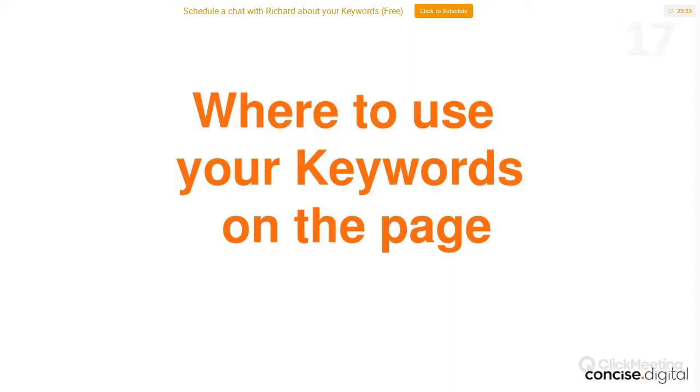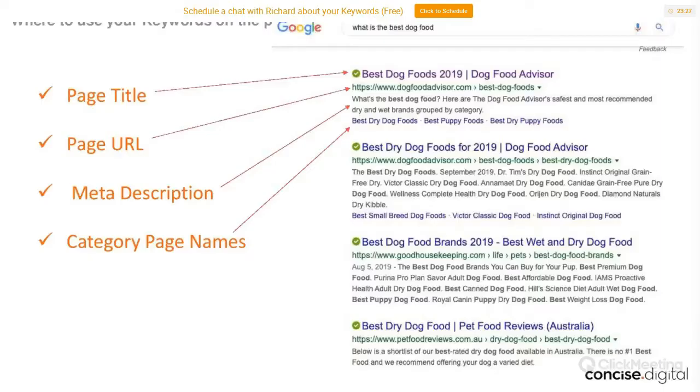So the next question really is where to use keywords on the page. A lot of this you may already know, but hopefully there'll be some distinctions around that. There are various elements in which to use the keywords, and some of those relate to where the keywords are shown. This is an extract from Google's search engine results page. The question I typed in is, what is the best dog food? And so what came up for this is these particular entries.